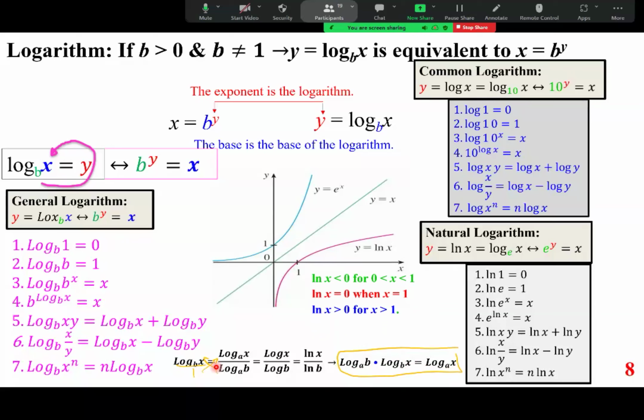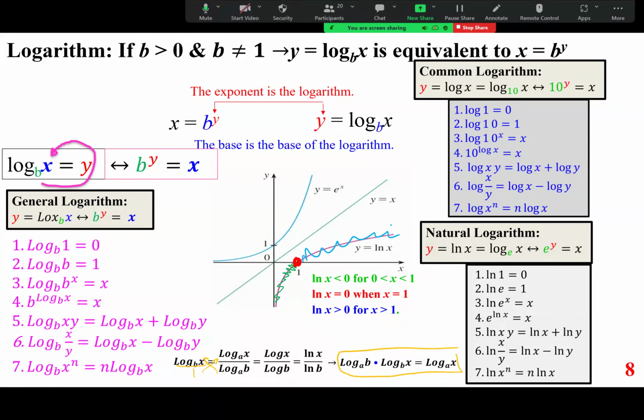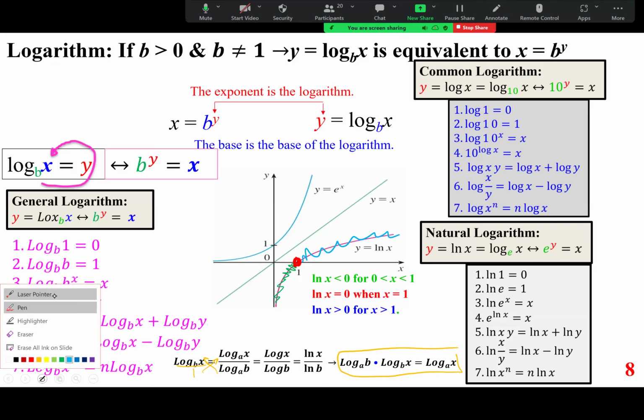Also, ln x is less than 0 when x is between 0 and 1. It's 0 when x is 1, and it's larger than 0 when x is larger than 1. Meaning the ln x graph, this part, is below the x-axis. This point is (1, 0). This portion is above the x-axis. That's what they're referring to, those 3 parts.